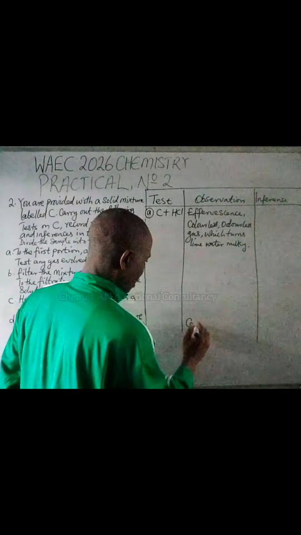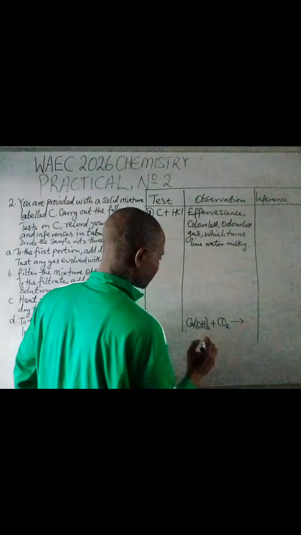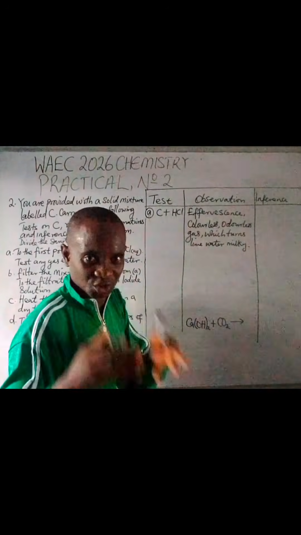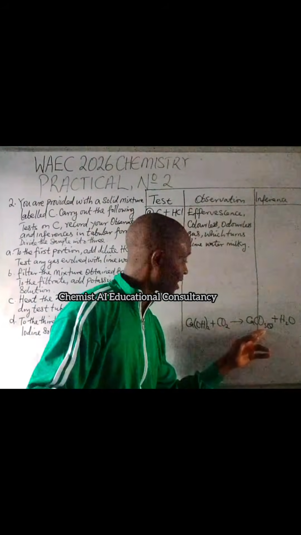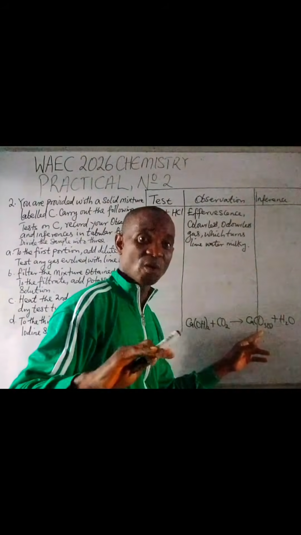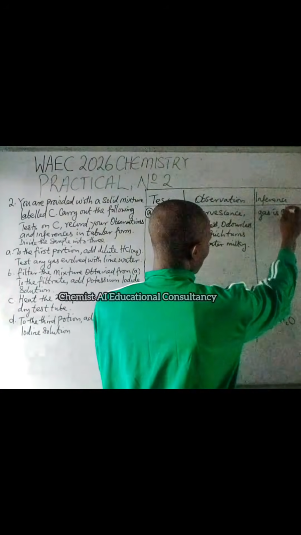This is lime water, calcium hydroxide. If you pass carbon 4 oxide into it, you will get calcium carbonate, which is chalky, and then water. So it is this calcium carbonate that brings about the chalky or milky appearance. Therefore, under inference, you say gas is carbon 4 oxide.